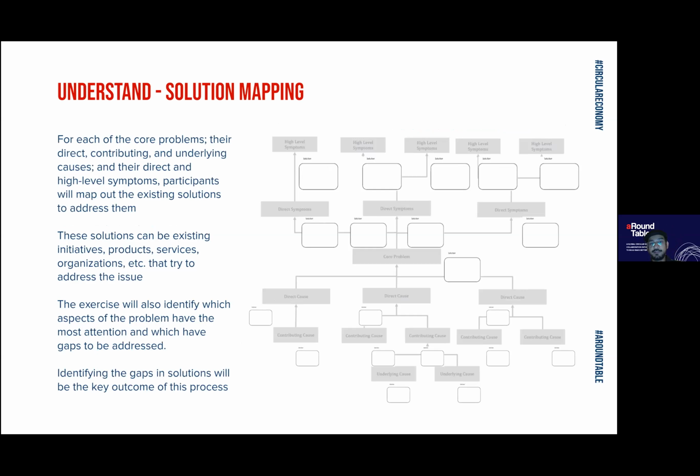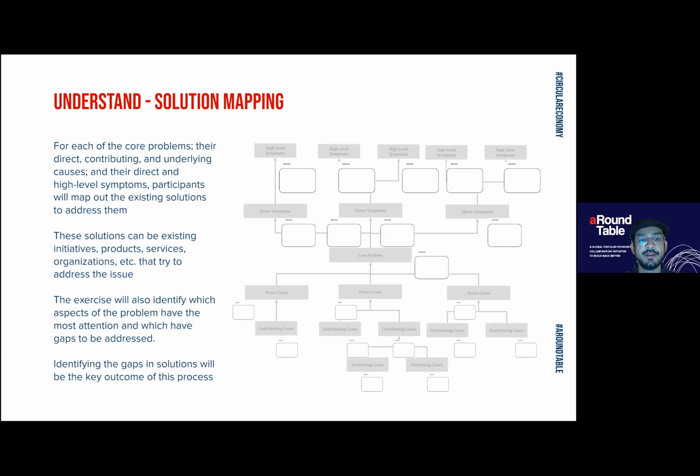And then once these problem trees have been developed, this first session will also have the various communities try to list the different solutions that are addressing these problems that already exist in their communities. So this could be existing initiatives, existing products, services, or organizations that are trying to address this issue, and really try to understand which issues already have a lot of effort taking place and which issues don't have any solutions or any initiatives currently to tackle that part of the problem. So really try to understand the gaps.